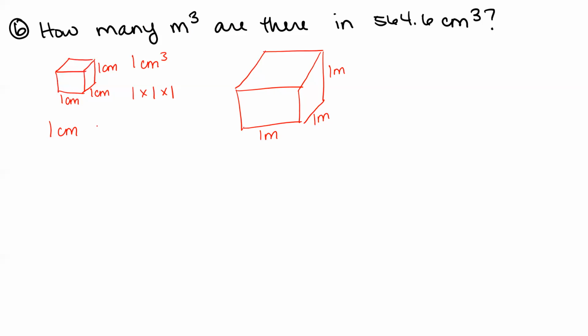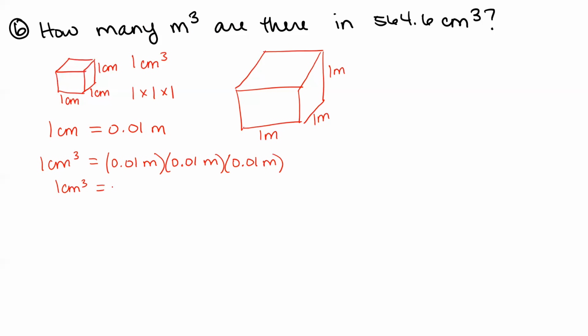So knowing this, we can say that 1 centimeter cubed is equal to 0.01 meters times 0.01 meters times 0.01 meters. So 1 centimeter cubed is equal to 1.0 times 10 to the negative 6th meters cubed. It's a way smaller number than you would originally assume. Knowing this, we can accomplish this problem now.